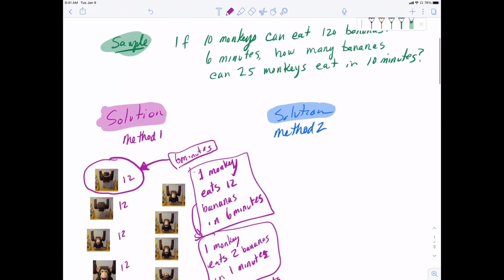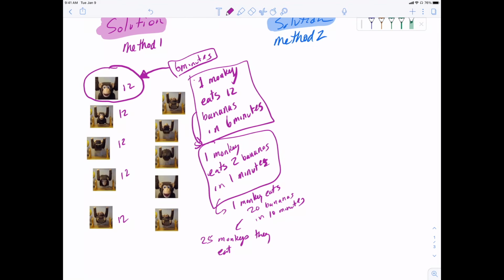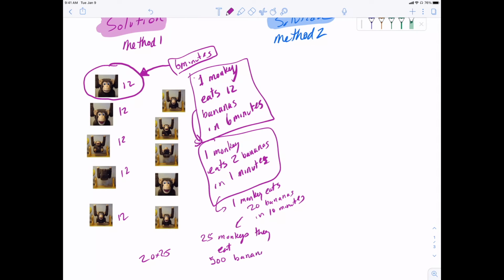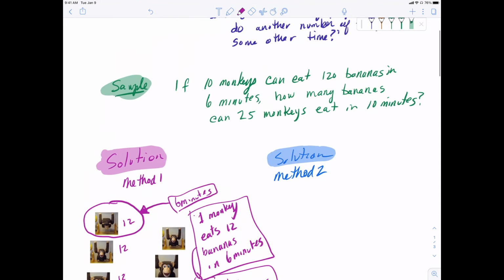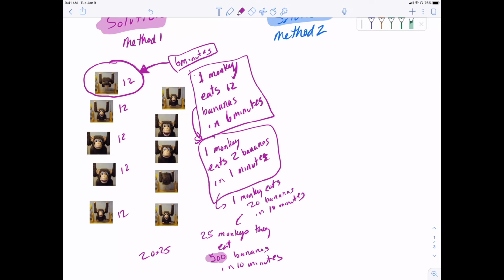And if one monkey can eat 20 bananas in 10 minutes, then if I have 25 monkeys, they eat 20 each. If each one eats 20 and I have 25, then 20 times 25 is 500 bananas in 10 minutes. So the question says, how many bananas? Let's make sure that we're answering the right question. So it's 500. The answer is 500.